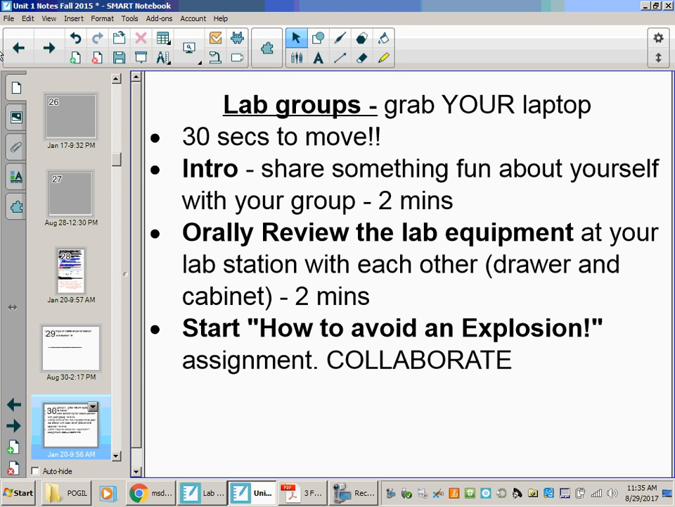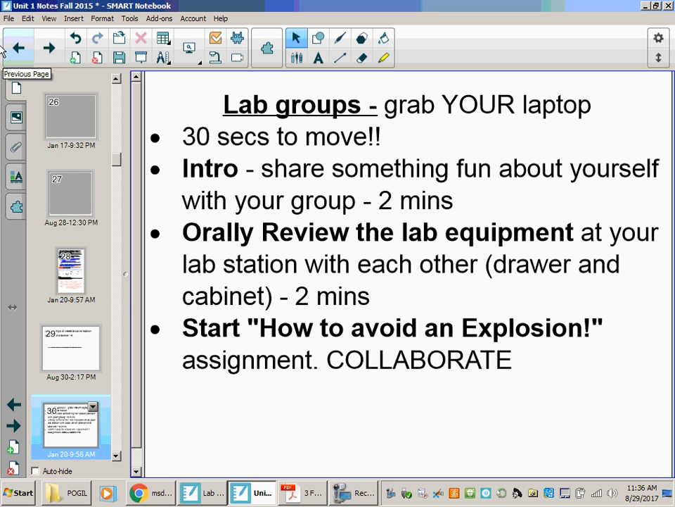So I'm showing you this here now. You get your laptop numbers here. It's in order, so one over there, and so on up to 29. There are 30 laptops in here, so everybody should get a laptop. Some of you can have desktops there. And then you're going to start the how to avoid an explosion activity, which is at your desk. Any questions right now?